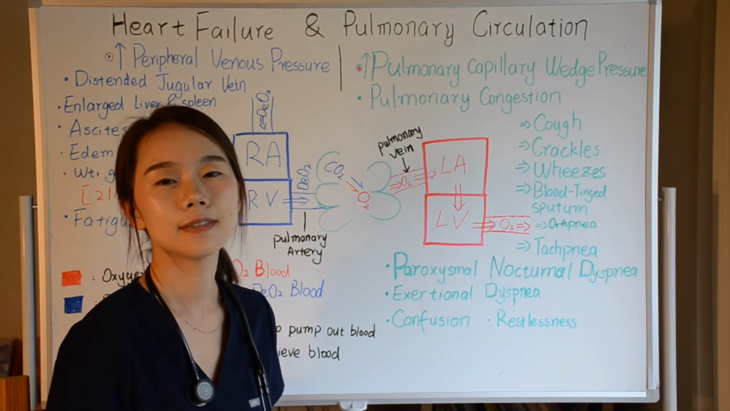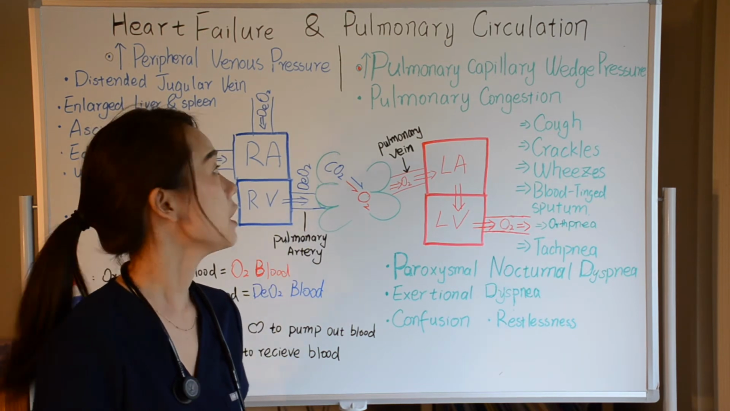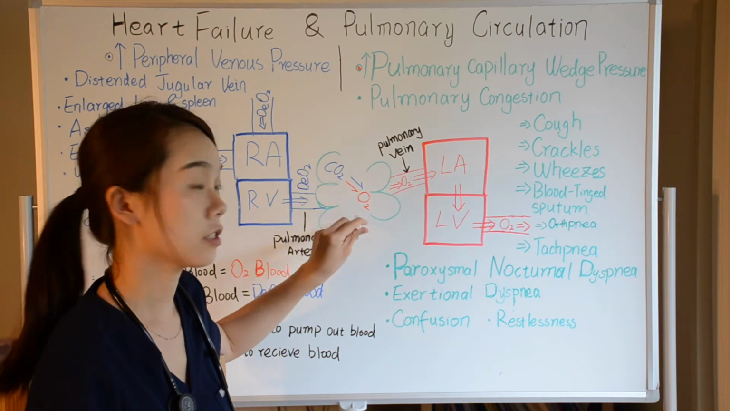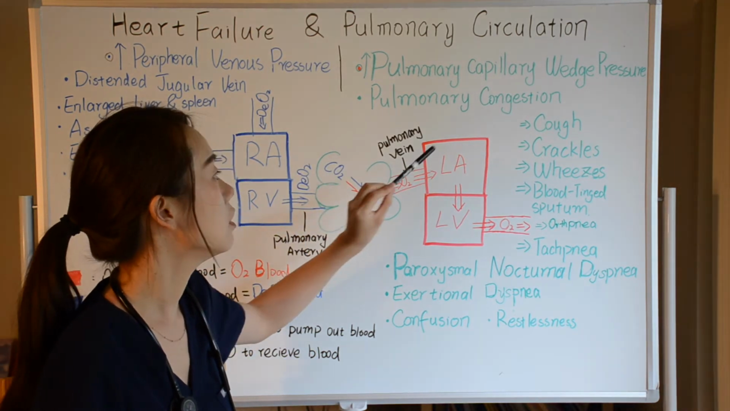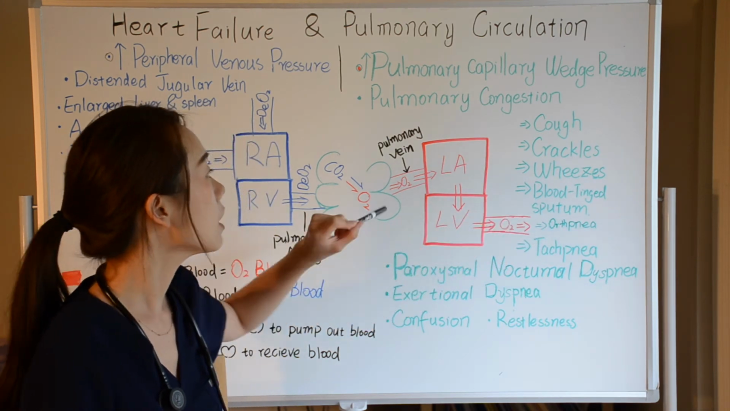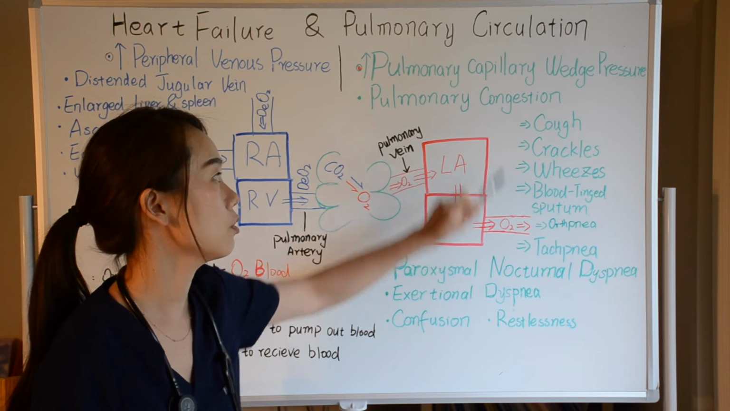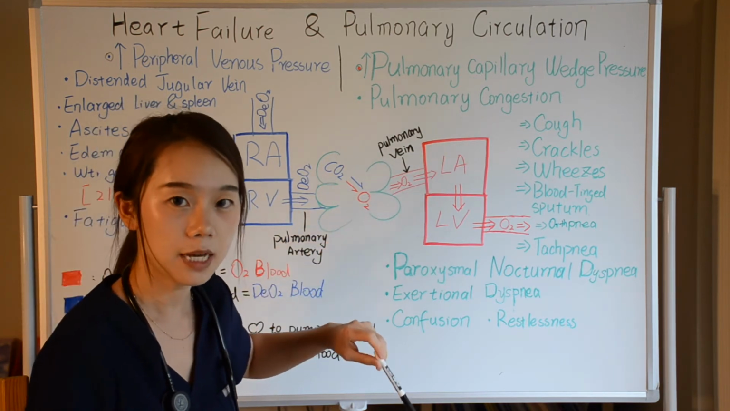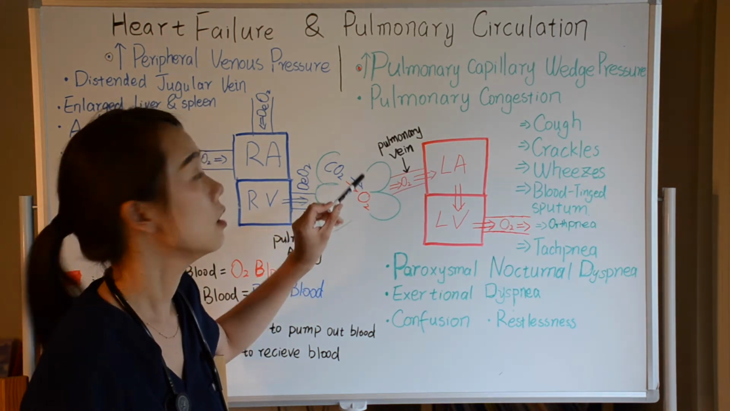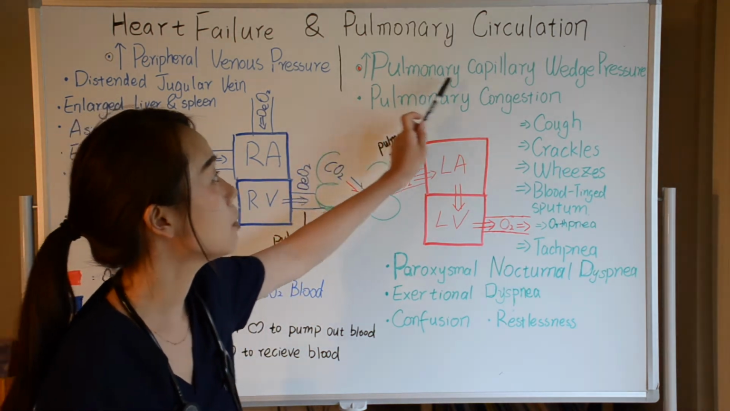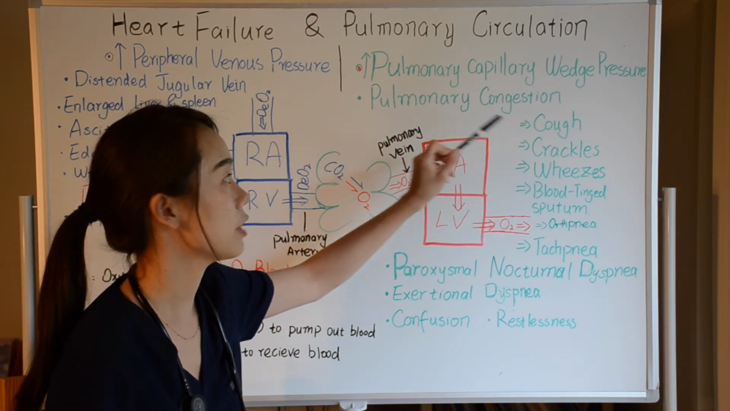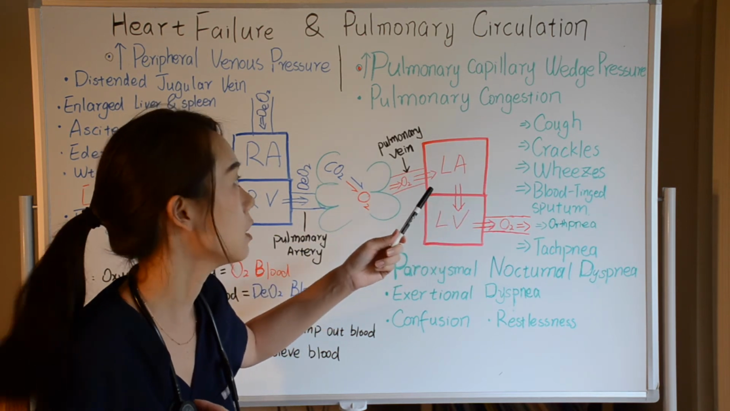Then let's talk about the left heart failure. We know that the oxygenated blood from the lung goes to the left heart, then out to our body. So if the blood cannot go through the left heart, where will the blood go? It will go back to the lung. All that blood gets stuck in our lung. So we will have increased pulmonary capillary wedge pressure, and of course we will have pulmonary congestion, meaning all that blood is stuck in our lung.